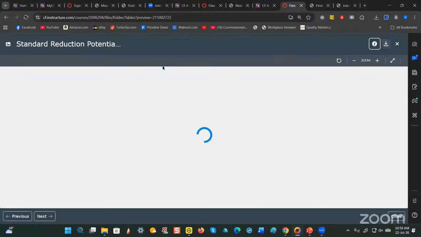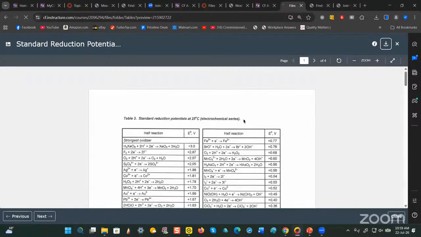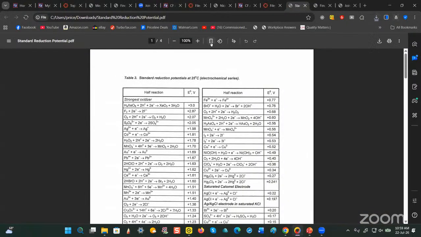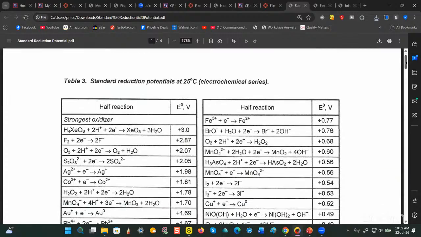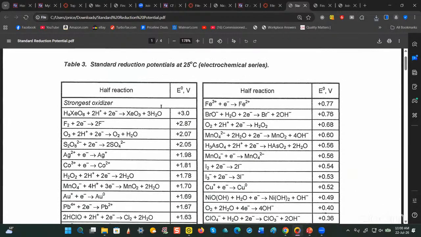So this is several pages long. 4 pages. All right, so this is what you're going to have access to, all right? So basically, again, they list the electrode potentials according to the reduction half reactions. So for example, here's the fluorine one that we saw before. Fluorine plus 2 electrons to give 2 fluoride ions, that's the electrode potential, all right?